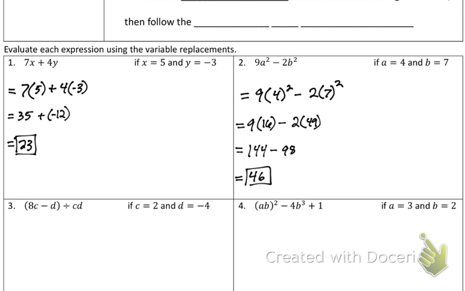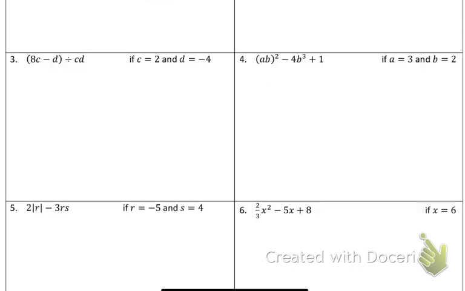Okay, let's step it up. I have a times c minus d divided by c times d. So if I have 8 times, instead of c, what am I putting? 2. 8 times 2 minus d. It looks like we're putting in a negative 4.